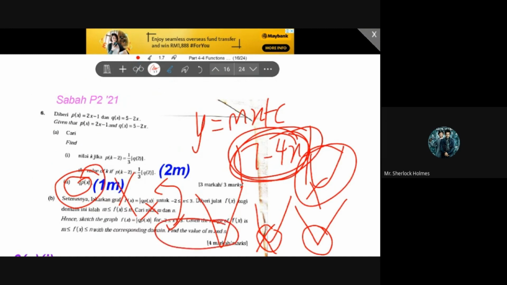So anyone can give me suggestion how to find, macam mana nak cari nilai M dan N? Anyone got idea or not? How to find M and N? They gave the range here, M less than or equal to fx less than or equal to N. But how to find M and N? Kita kena berpandukan apa untuk cari nilai M dan N? What do we refer to find M and N values? Satu perkataan saja saya nak dengar. Let's see, anyone know or not?